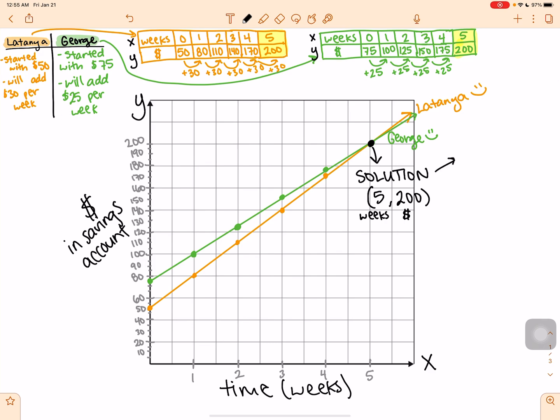My solution is at week 5, LaTanya and George will both have $200 in their savings account.